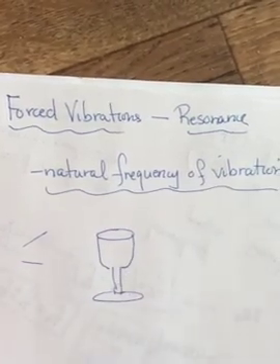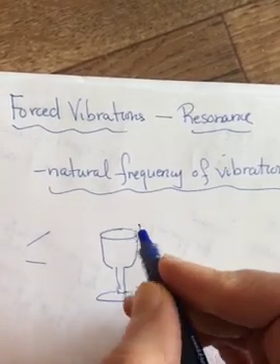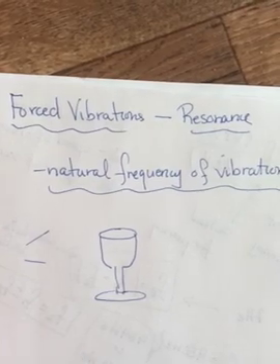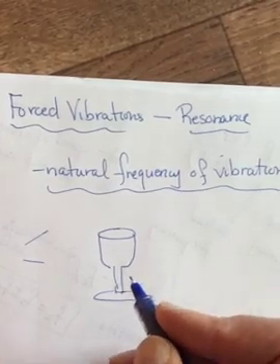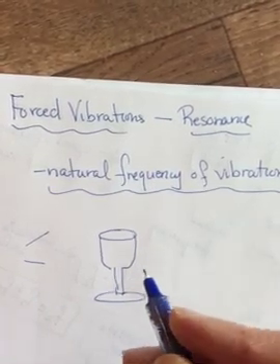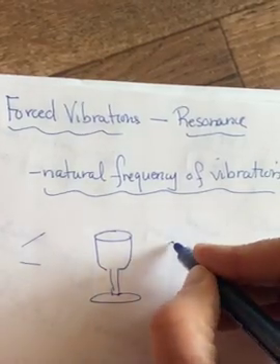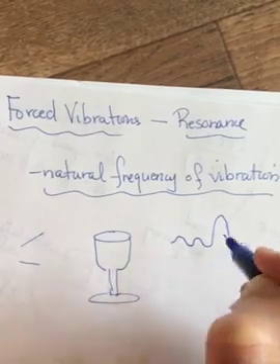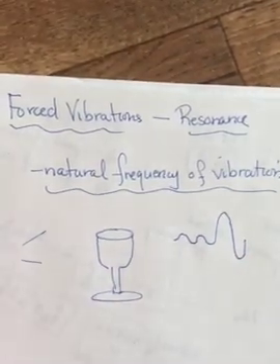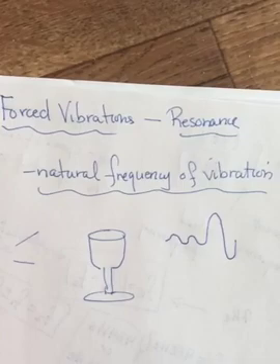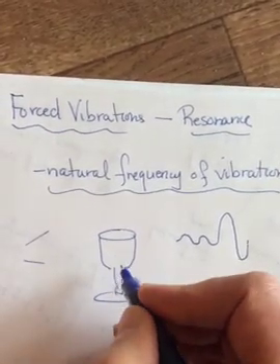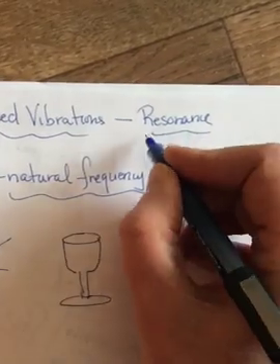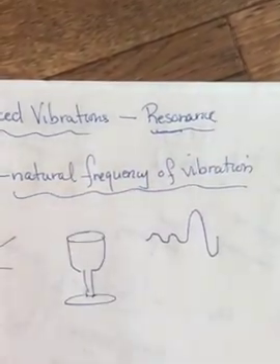Okay? So if you can feed energy in at an object's natural frequency of vibration, then the object will start to vibrate. And not only will it start to vibrate, you will see huge spikes in the amplitude. There will be a dramatic increase in the amplitude, which will cause the glass to crack and a lot of other cool things to happen. Okay? So this is the principle of resonance.